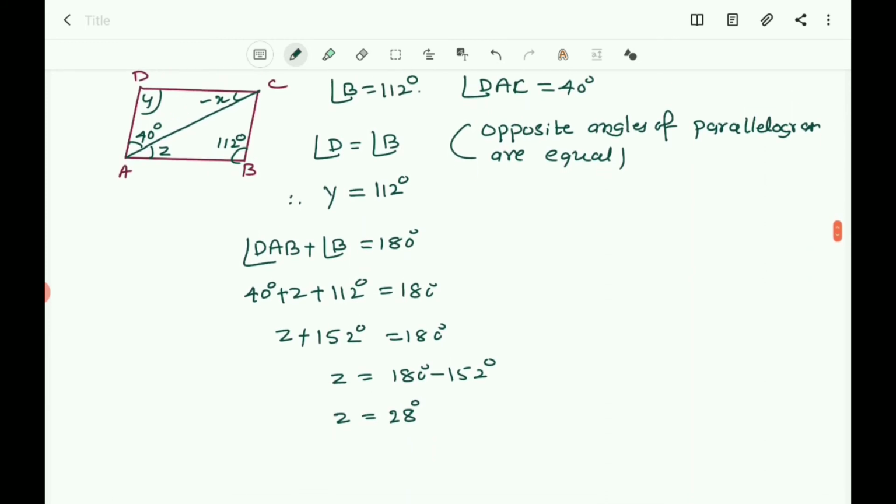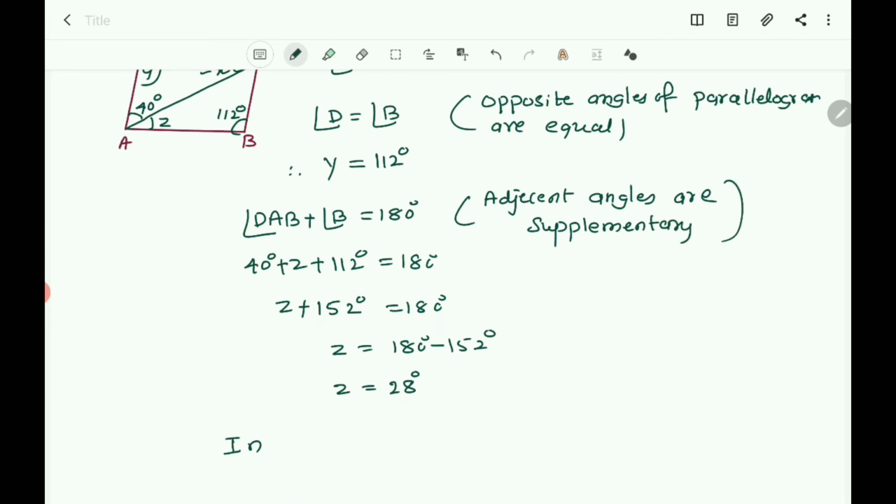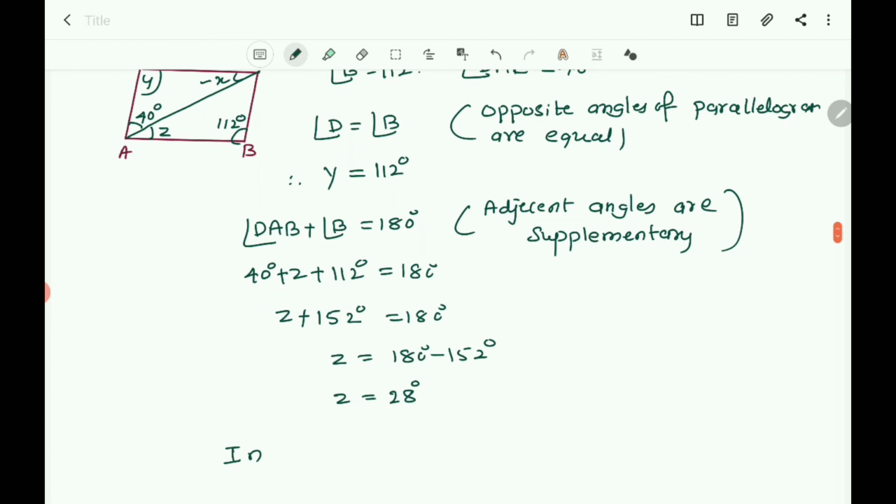Next you take the triangle ADC. Here you use the property: adjacent angles are supplementary. Adjacent angles are supplementary. Next you take triangle ADC.